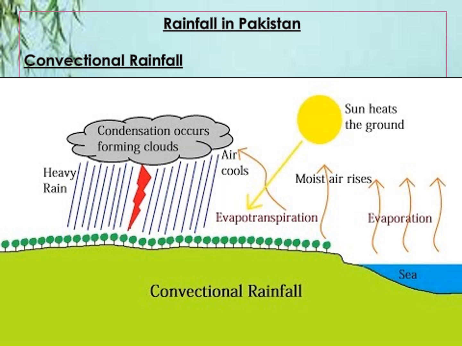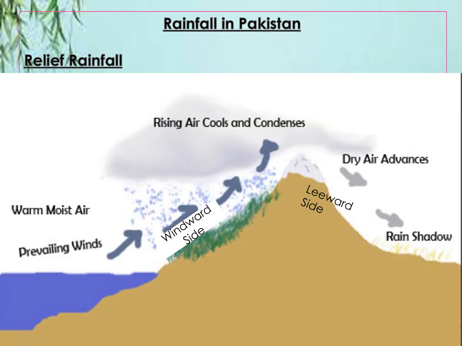Now, the next one is the relief rainfall. Relief rainfall is related to the height of the land. It occurs where moist, unstable air moves up a mountain or a scarp edge, and it is chilled. Like over here you can see in the picture that the wind is going upward.